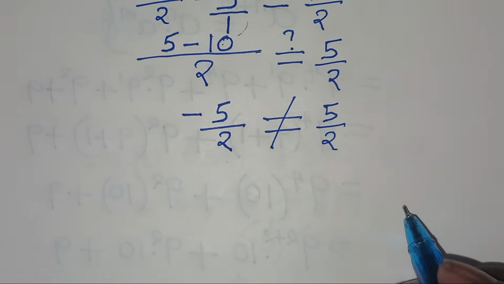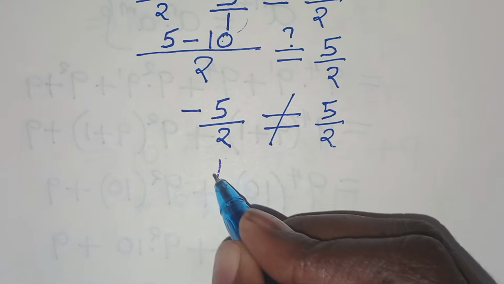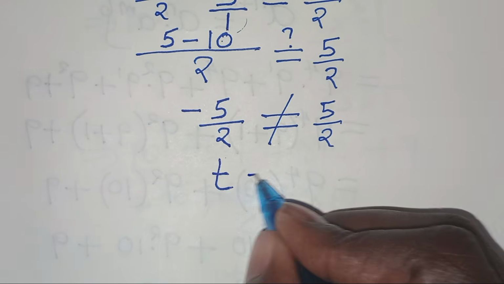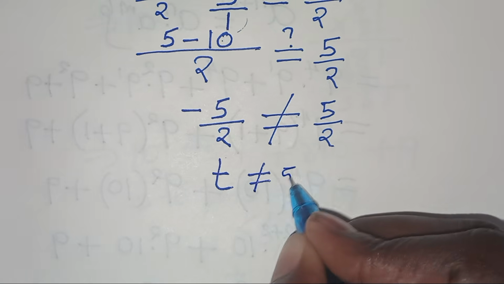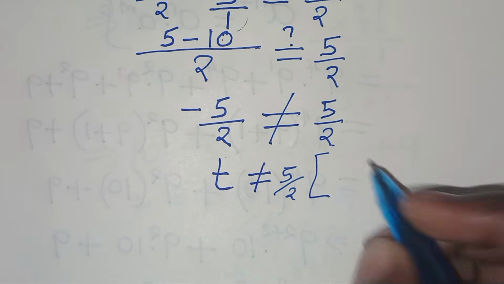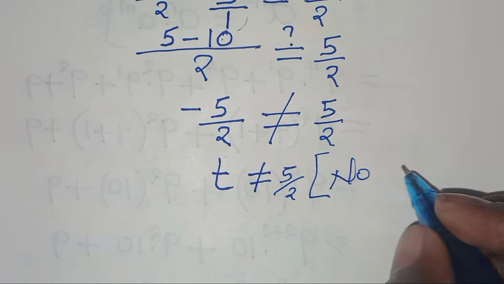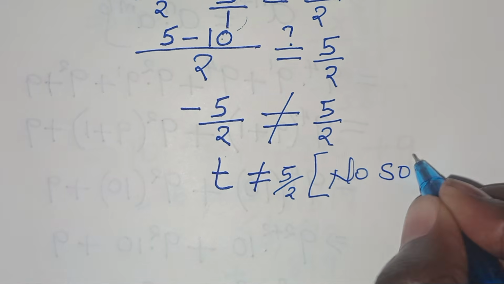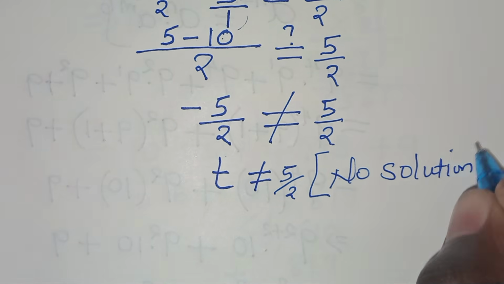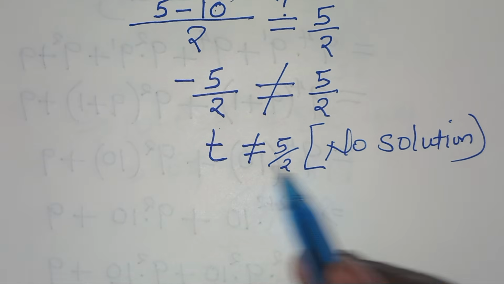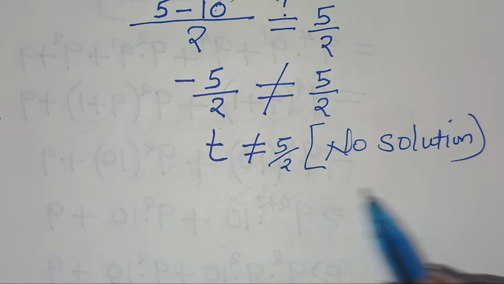So this implies that t is not equal to 5 over 2. So in other words, there is no real solution to this math problem.